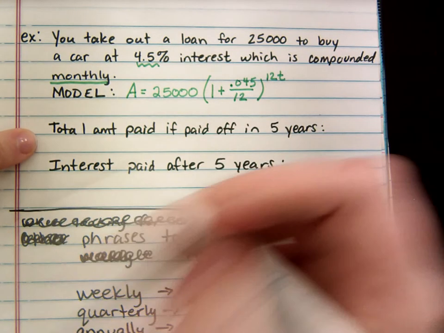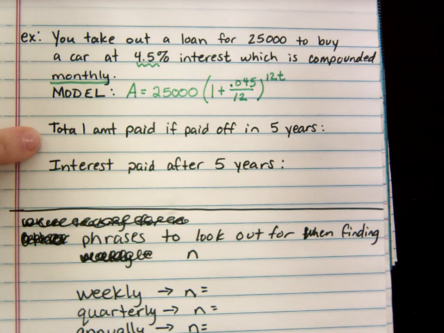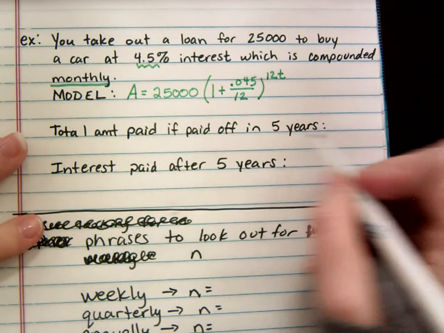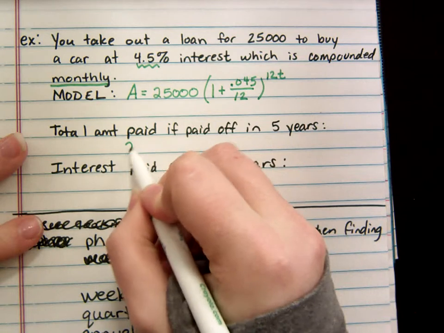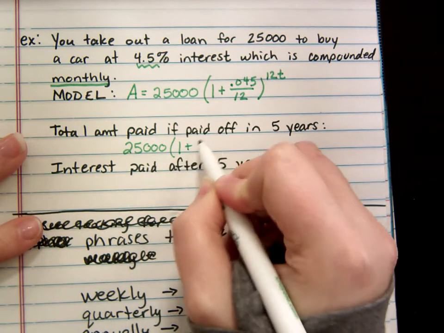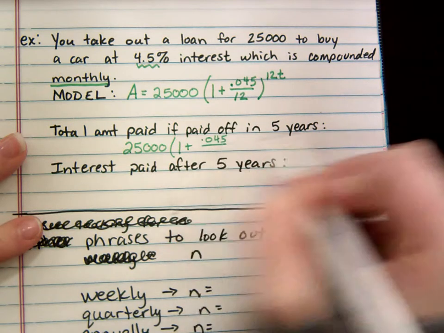Now, you can often choose how many years you want to take to pay off a loan. And it's usually better if you try to pay it off sooner so you don't pay quite as much interest. And I'll show you what I mean in a moment. So let's say if we took 5 years to pay off the loan, what you would do is you would plug in 5 for t.